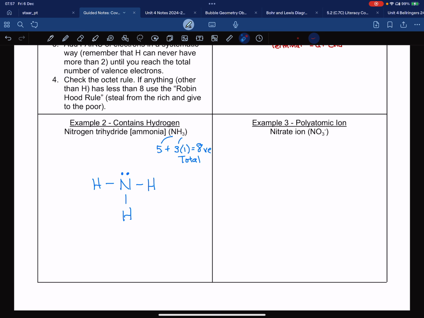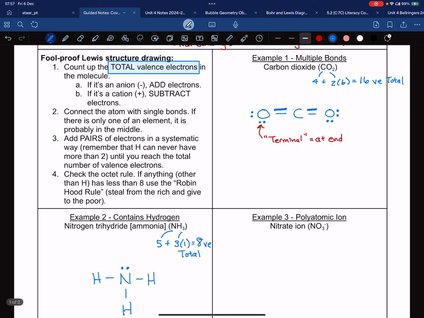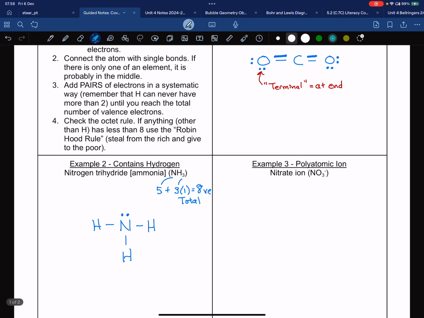Now, ions are a little different. You have to take into account the negative charge. And remember, from up here, if it is an anion, a negative charge, you add electrons, because remember, electrons are negatively charged. If it is, excuse me, if it is a cation, you subtract, because electrons, again, are negatively charged.